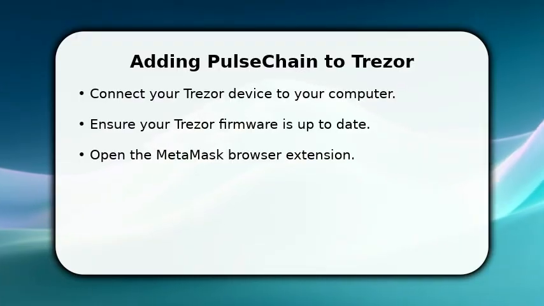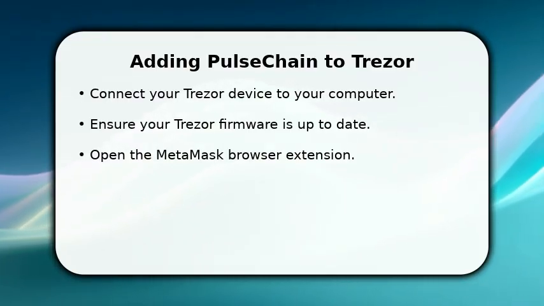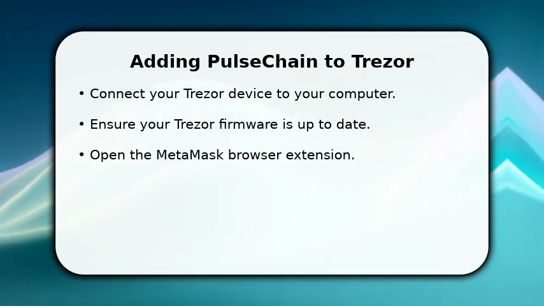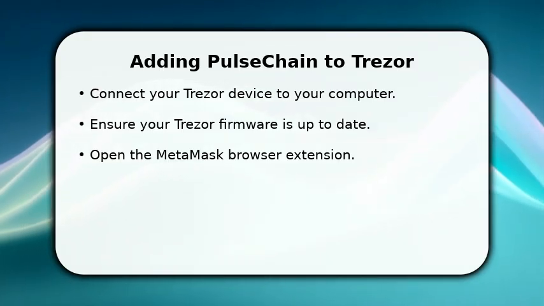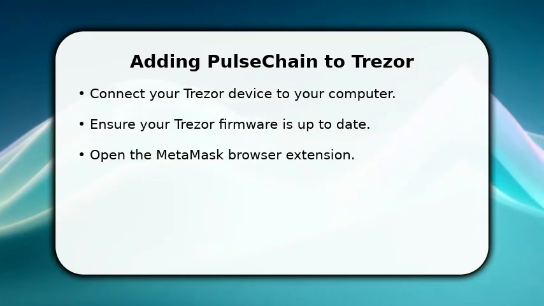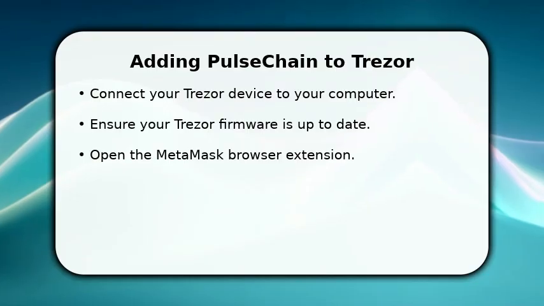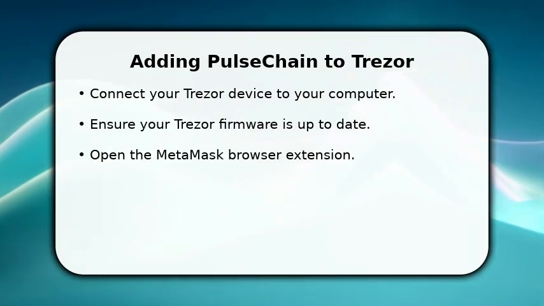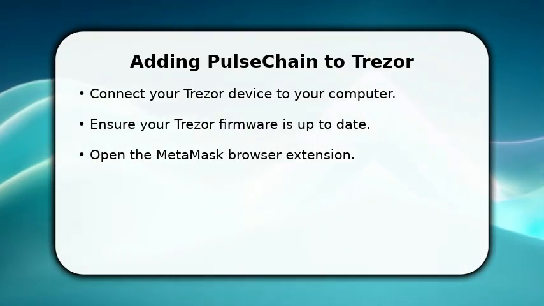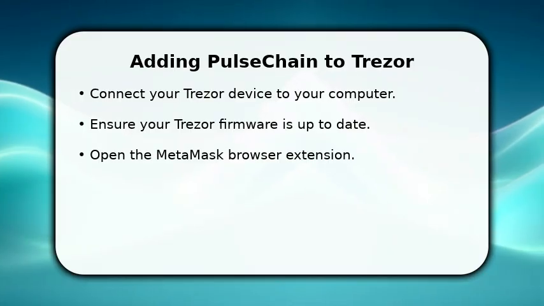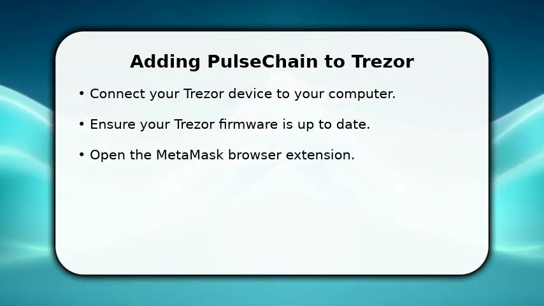In this video, I will explain how to add Pulsechain to Trezor. First, connect your Trezor hardware wallet to your computer using its USB cable. It's crucial to ensure your Trezor device's firmware is fully updated for optimal security and compatibility. Next, open your MetaMask browser extension, which will serve as the bridge between your Trezor and the Pulsechain network. This initial setup is quick and ensures a smooth process ahead.